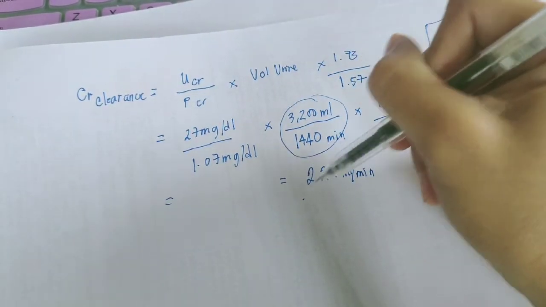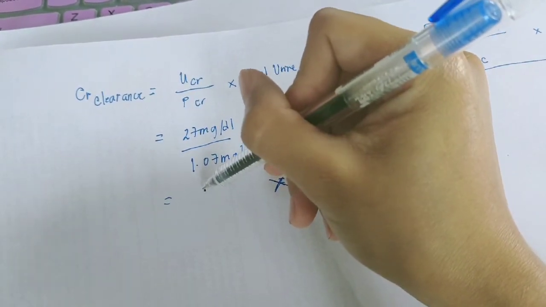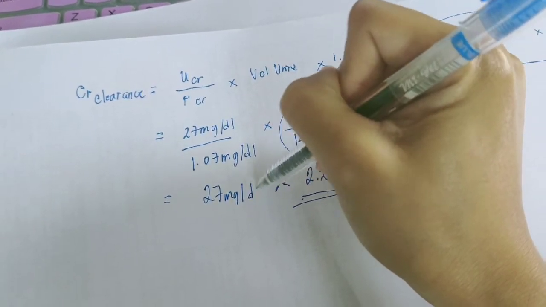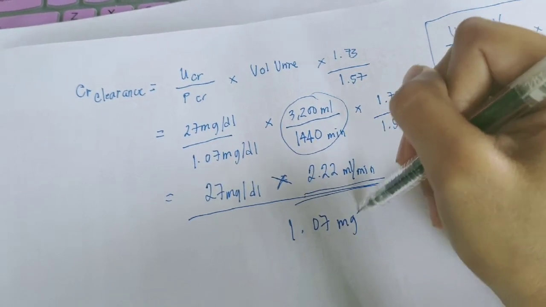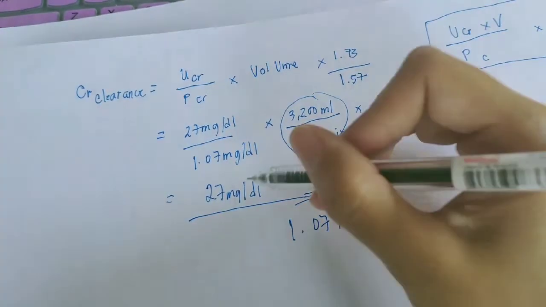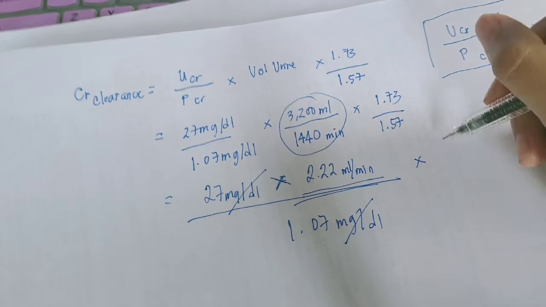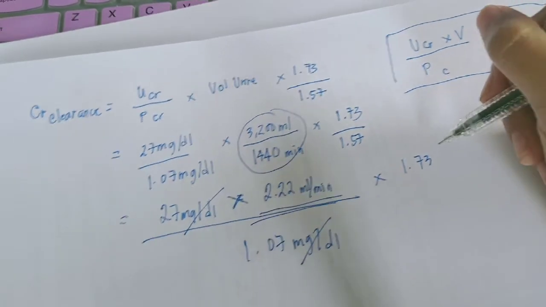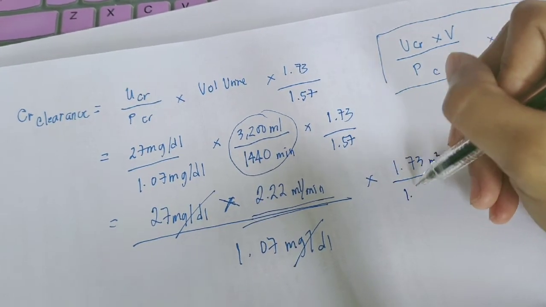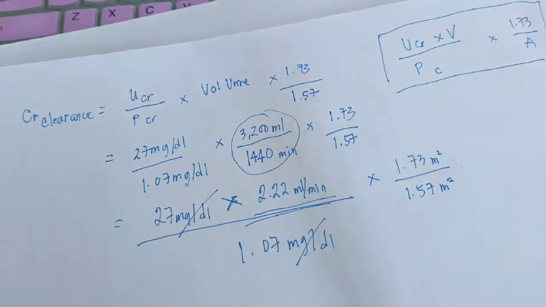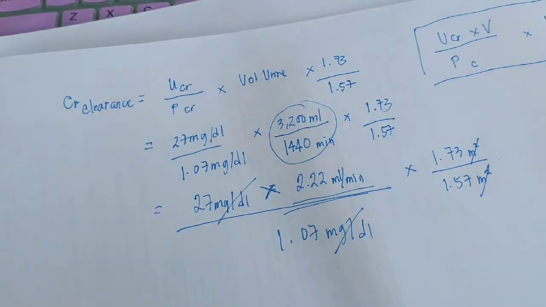Then therefore, after computing this part, you should multiply this first to the urine creatinine, which would be 27 milligrams per DL. Okay, ganyan siya bale. Divided by 1.07 milligrams per DL. Now, we can now remove yung milligrams per DL. May iiwan na lang na unit natin is ml per minute times yung 1.73 kasi ang average body mass ng per individual is 1.73. So, that's m squared yan. Tapos, 1.57 yung nakuha nating value ng patient natin mismo. So, cancel out yan. And therefore, we can now compute for the creatinine clearance.